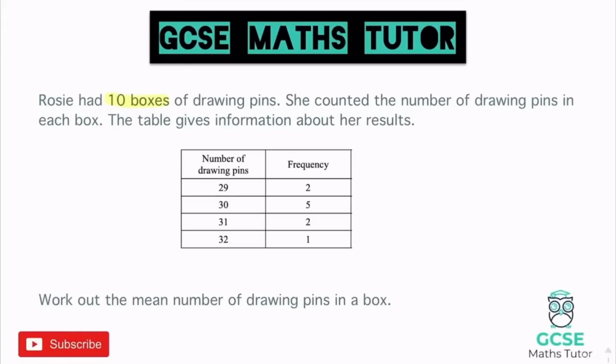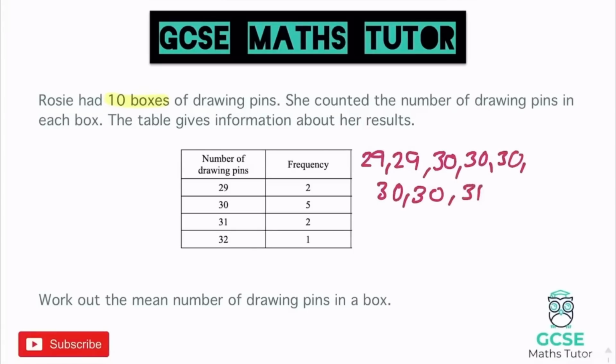Now 10's okay, but once we start getting to tables where there's 80, 100 things in the table, we won't want to do it in this particular way, but just so you have an understanding of how and why we do the process we do, we'll have a look at this first one. So we've got 2 boxes of drawing pins that have 29 in, so we'd have 2 29s, so 29 and 29. Then we've got 5 with 30 in, so 30, 30, 30. You can already see it's a bit annoying having to write these all out. 30 and 30, there we go. We've got 2 with 31, and another 31, and we've got 1 with 32 in.